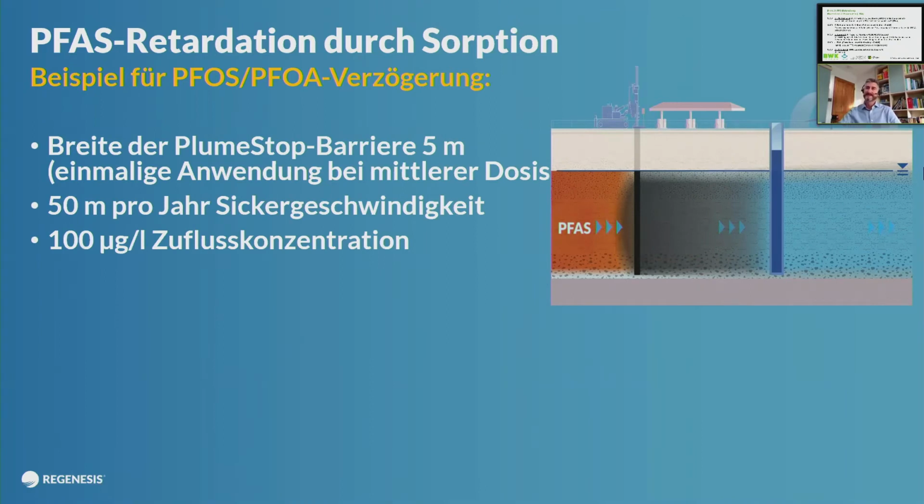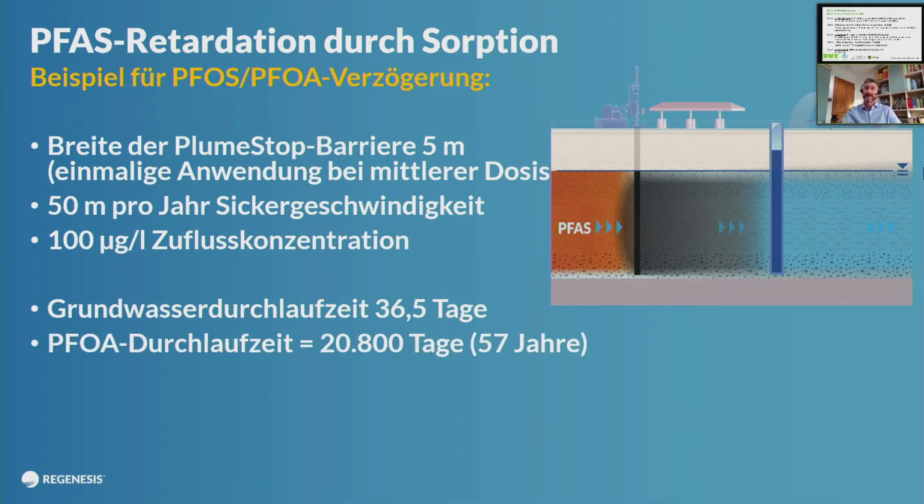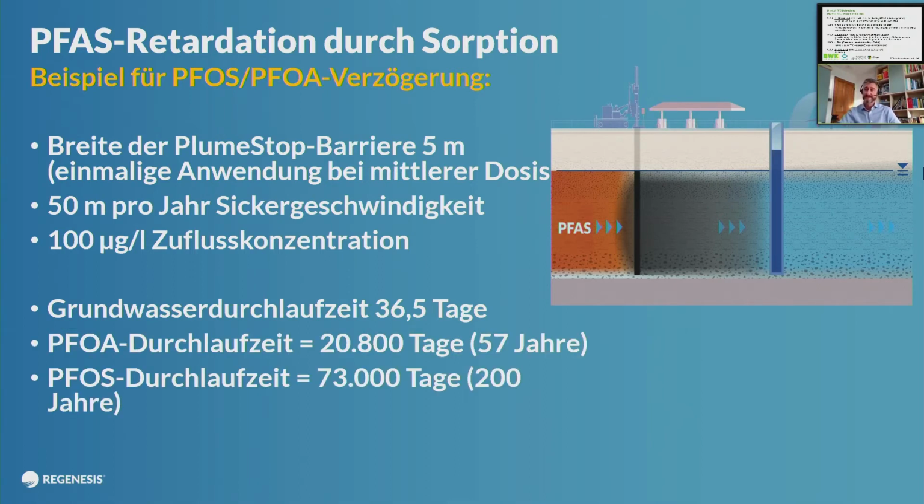So if we use an example here, we've got a 5-meter barrier with a standard dose. Groundwater's moving at 50 meters per year, and we've got a challenge concentration of 100 micrograms per liter. The groundwater might move through this barrier within 37 days. PFOA might take 57 years, and PFOS, which sorbs even better, may take 200 years.